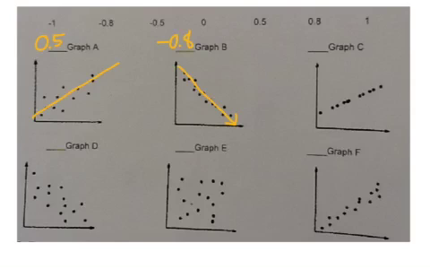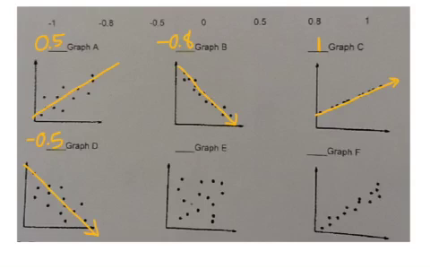For graph C, my points are going up, and they're going up in a pretty perfect line with my line of best fit. So since they're going up, it's positive, and they're pretty near perfect, so I'm going to say the correlation coefficient is +1. Graph D, my points are going down, so I'll pick a negative number, and they're pretty scattered, so it's not a strong relationship. So -0.5.